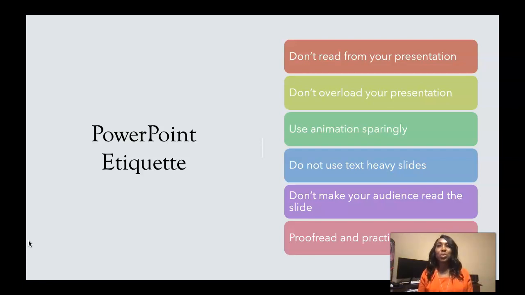Don't make your audience read from the slides. Don't present a slide and just have it up there and say, all right, let's look at these statistics. You are the presenter. You want to be able to describe everything that's on each of the slides. And by all means, proofread. Proofread and practice your presentation.